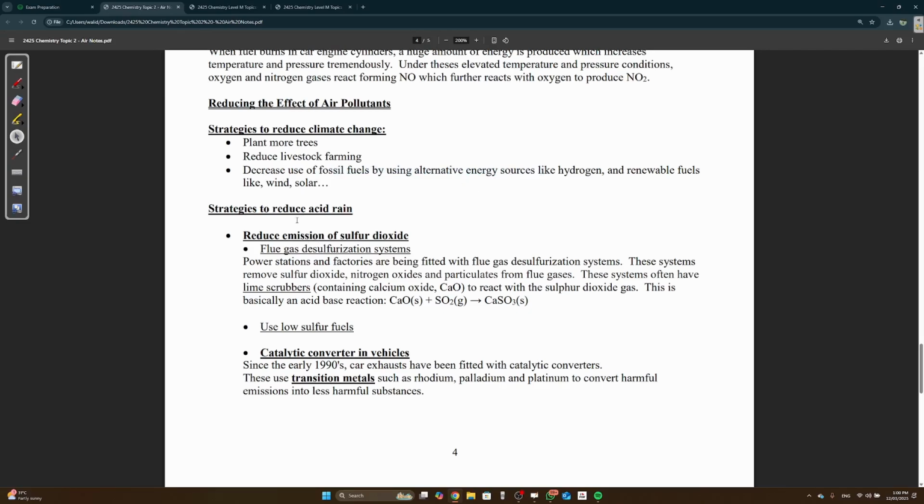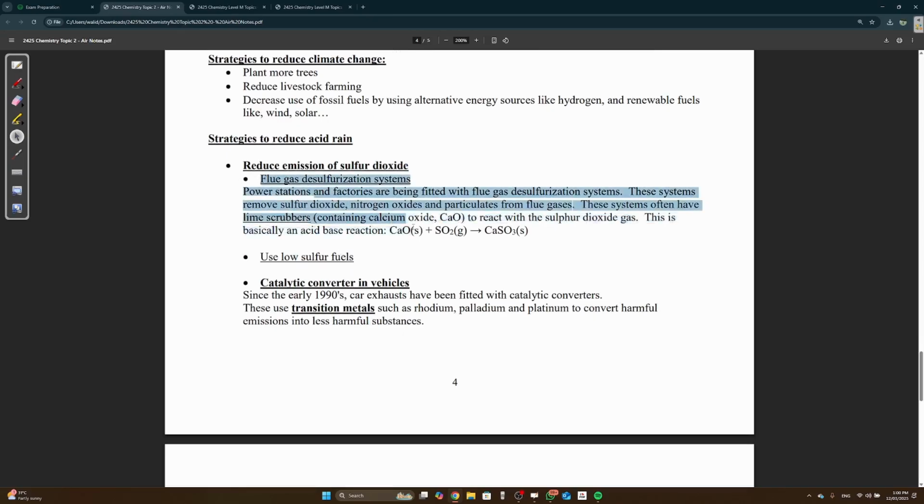What are strategies to reduce acid rain? Remember, acid rain is caused by sulfur dioxide. So if you want to reduce acid rain, you need to reduce sulfur dioxide. You need to know this: the flue gas desulfurization system. Power stations and factories are being fitted with flue gas desulfurization systems. What is this? Basically, it's a system that removes sulfur dioxide, nitrogen oxides and particulates from the flue gases.